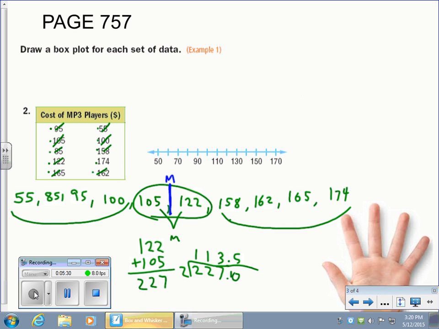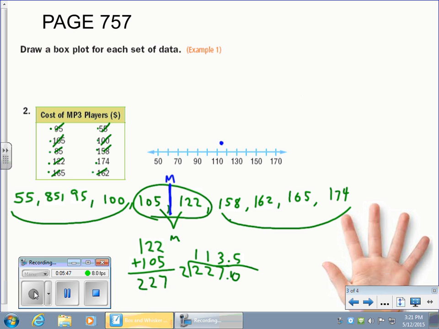Well, let's see. This goes by tens, right? 50, 60, 70, 80. So 110, 120. So 113 is pretty close to 110, right? Closer to 110 than 120, a little bit.